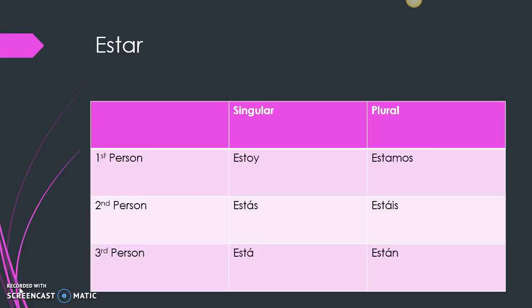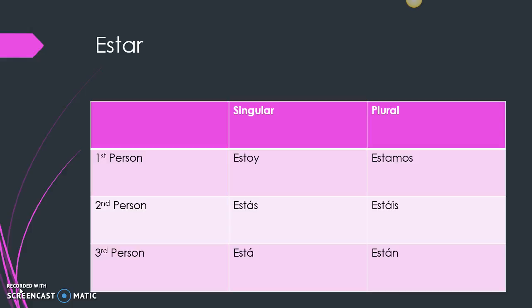Now, let's review the conjugations of the verb estar. The yo form of estar is estoy. The tú form of estar is estás. Notice that this form contains an accent mark. The él, ella, usted, and one person's name form of estar is está. Notice that this form contains an accent mark as well.